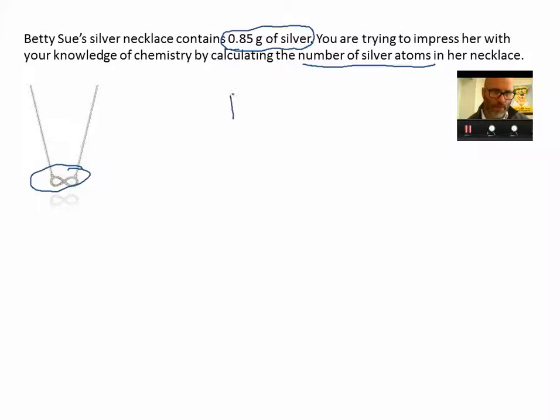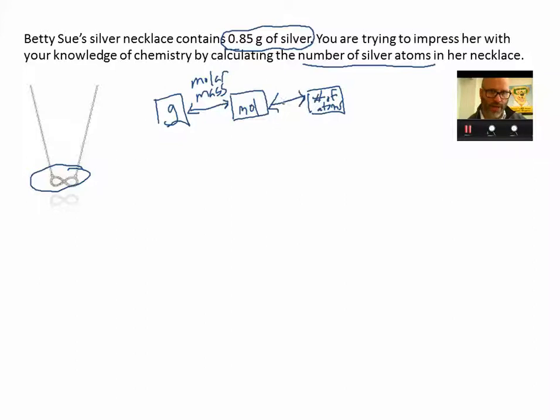The other thing you need to remember is we have our game plan. In the middle, we always have moles. Off to the side, we have number of atoms. And over here, we have grams. To go between grams and moles, we're going to use molar mass. To go between moles and the number of atoms, we're going to use Avogadro's number, 6.022 times 10 to the 23rd.